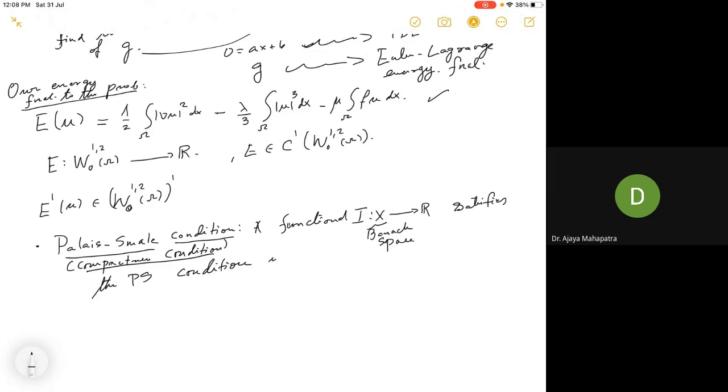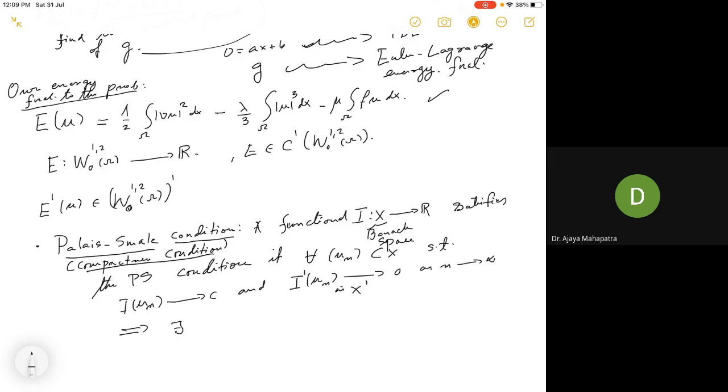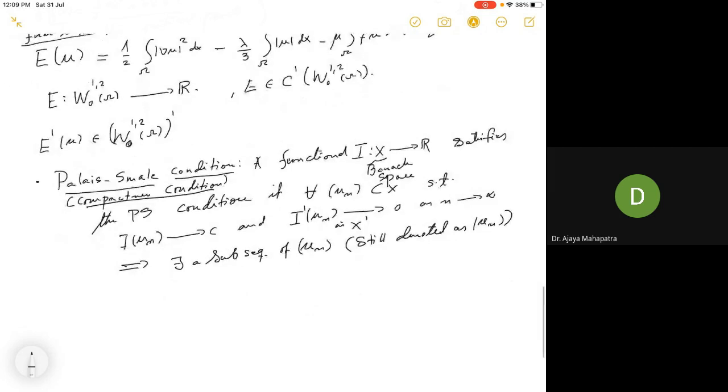So a functional I from, I'll choose this to be a Banach space, to R, a functional rather, satisfies the PS condition if for every sequence u_n such that I(u_n) goes to c and I prime(u_n) goes to 0 in X prime, the dual of X, as n goes to infinity, this implies that there exists a subsequence of u_n, I'll still denote it as u_n, I'll not go for a notation like u_{n_k}, such that u_n goes to u. So this is some sort of compactness, right?